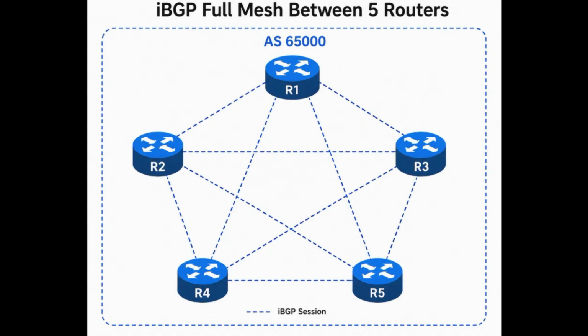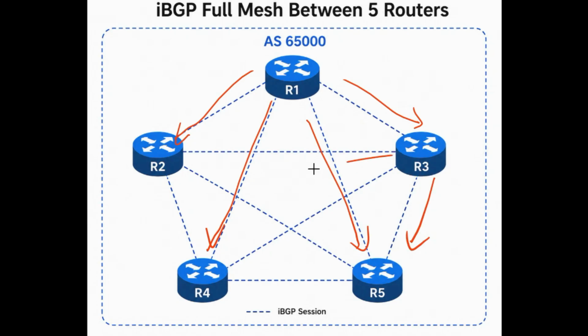Now, this rule creates one important challenge. Since routers do not advertise iBGP learned routes to other iBGP peers, every iBGP router must establish a direct session with every other iBGP router. This is called full mesh iBGP. For small networks, this is manageable, but in large enterprise or ISP networks, managing full mesh becomes very difficult because as routers increase, the number of iBGP sessions increases rapidly.